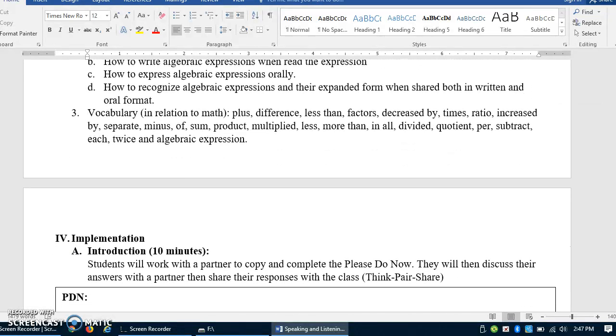As for vocabulary, it's there pretty much. Basically, what I need students to understand is which of these words mean which of the 4 operations, and also they need to understand that an algebraic expression is an expression that contains both numbers and letters without an equal sign.